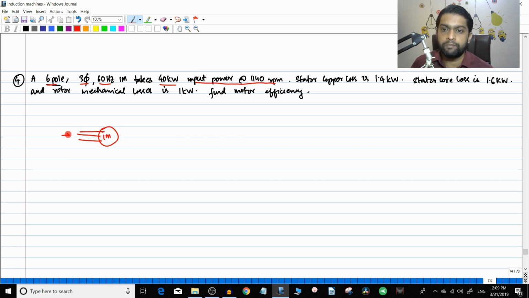So the input power, P input, is given to be 40 kilowatts, and the motor is now rotating, that is Nm is equal to 1140 RPM. And what else are they given? The stator copper loss is 1.4 kilowatts, the stator core loss is 1.6 kilowatts, and the rotor mechanical losses is 1 kilowatt. So you have to find the motor efficiency.